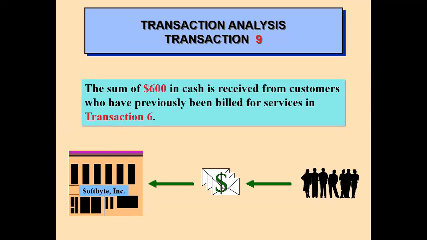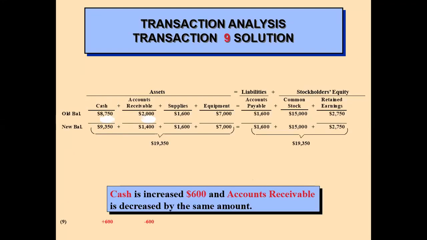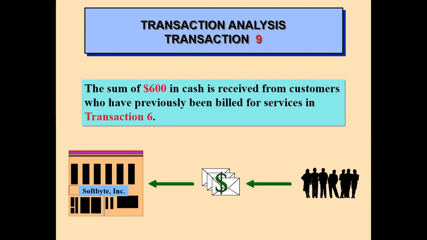The next, the sum of 600 in cash is received from a customer who has previously been billed for services in transaction 6. So there was a transaction, we have seen that. There is a transaction that we provided services 3500 taka, and for this 3500 taka we received 1500 taka in cash, but for the rest of the 2000 taka we gave a bill. So from this 2000 taka you receive 600 taka right now.